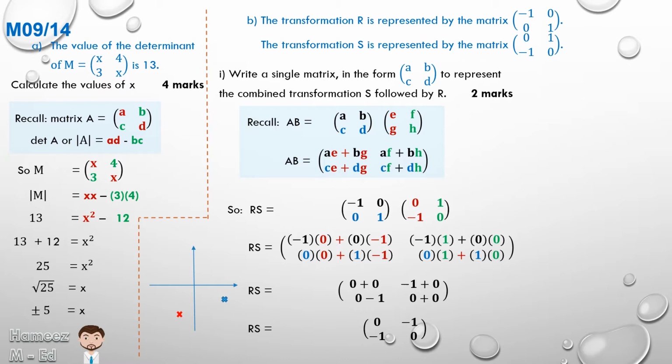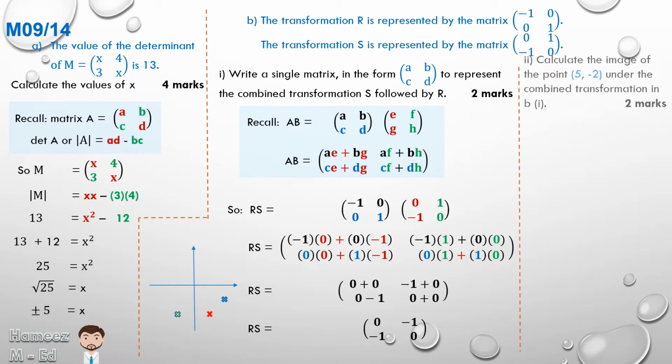And then R is telling us to rotate again, to reflect along the y-axis. So it does the rotation and then it does the reflection. And that is what the combination RS is. Now let's look at part 2.